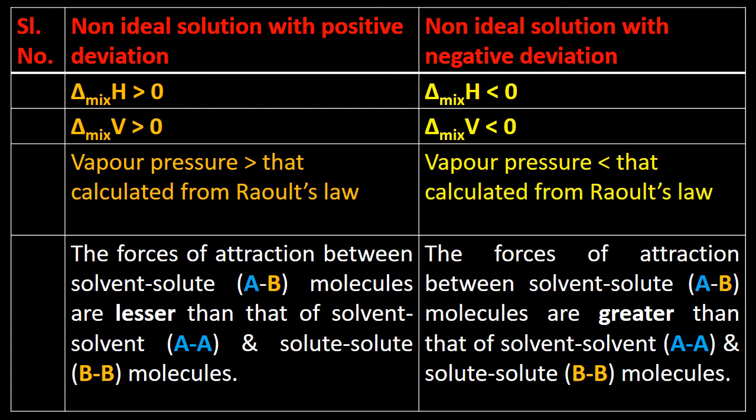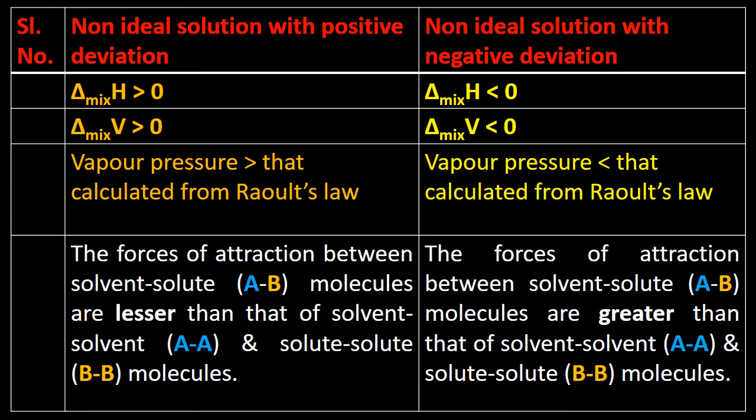In case of non-ideal solution with positive deviation, the forces of attraction between solvent and solute, that is AB molecules, are lesser than those of solvent-solvent, that is AA, and solute-solute, that is BB molecules. But in case of non-ideal solution with negative deviation, the forces of attraction between the solvent and solute, that is AB molecules, are greater than those of solvent-solvent, that is AA, and solute-solute, that is BB molecules.